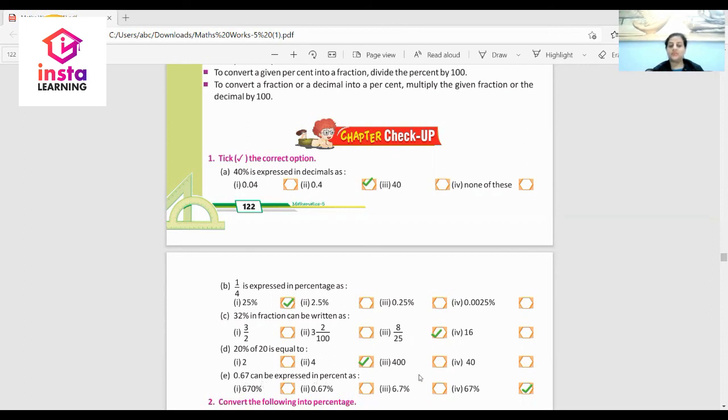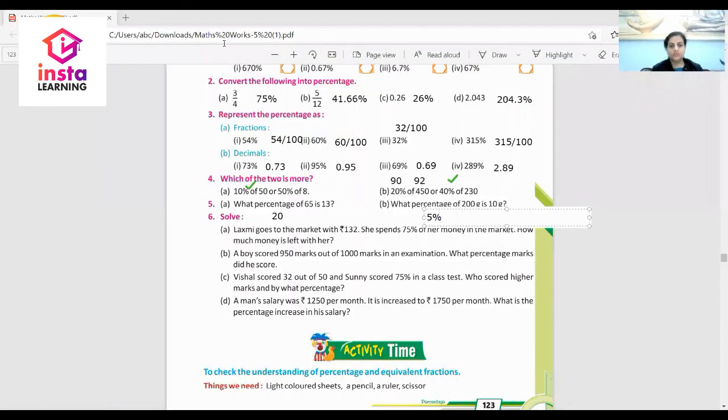0.67 can be expressed as a percentage as 67%. So students, if we want to convert into percentage, we have to multiply by 100. 3 upon 4 into 100, the answer will come 75%. 5 upon 12 into 100, the answer will come 41.66%. 0.26 becomes 26%. And 2.043 becomes 204.3 percent.